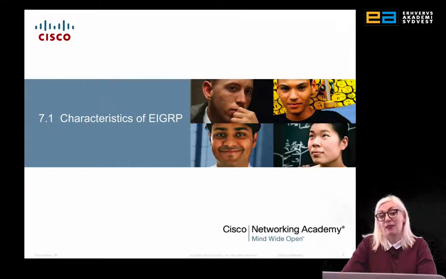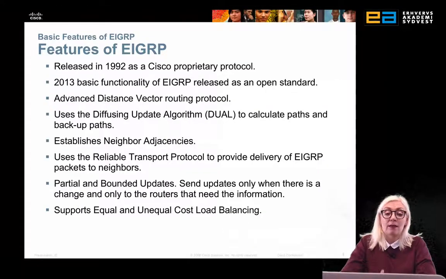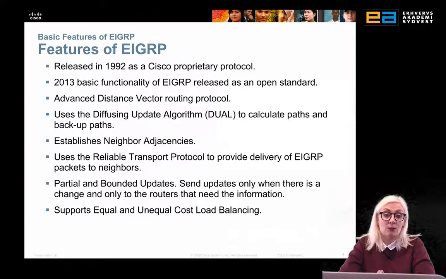Hi, this is a presentation of the characteristics of EIGRP, the Enhanced Interior Gateway Protocol. EIGRP is a Cisco proprietary protocol, and it's an old protocol. It was made in 1992. But since 2013, it has been released as an open standard, which means that other vendors also can implement and use EIGRP.